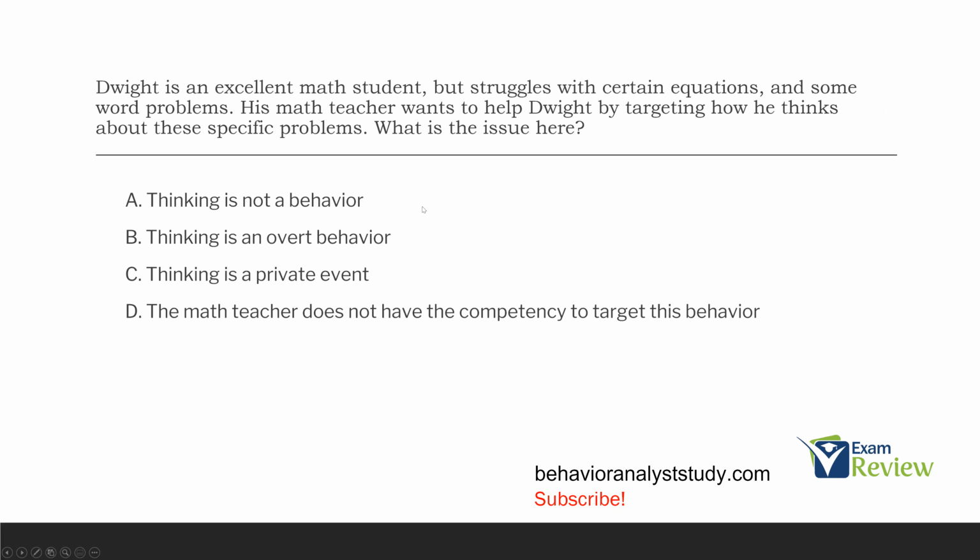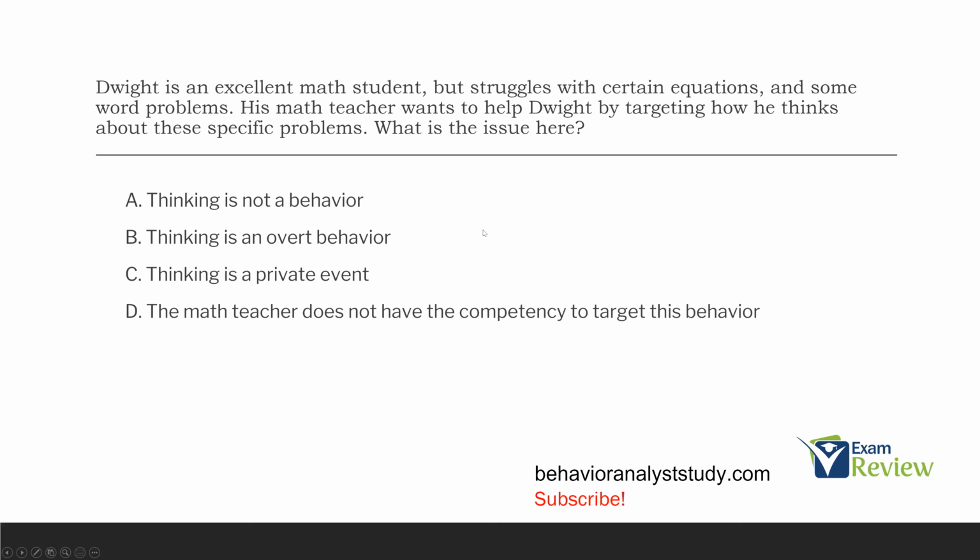Dwight is an excellent math student, but struggles with certain equations and some word problems. His math teacher wants to help Dwight by targeting how he thinks about these specific problems. What is the issue here? Obviously, immediate red flag, targeting thinking. Okay, we were not targeting thinking for many reasons. It's unobservable, it's unmeasurable, it's private. So we need to explain to this math teacher, if we were on the case, what's the issue?